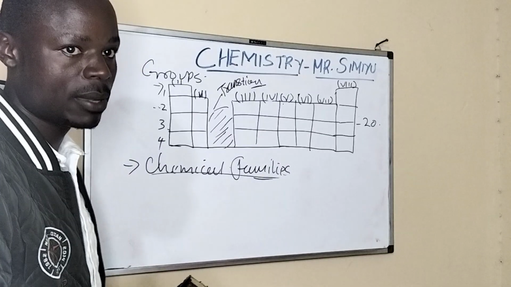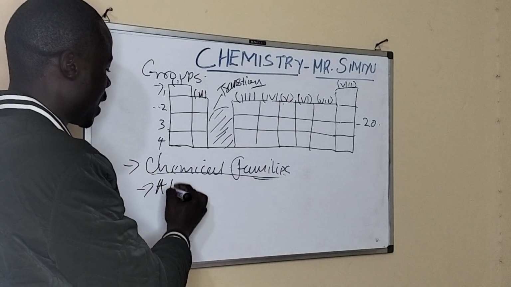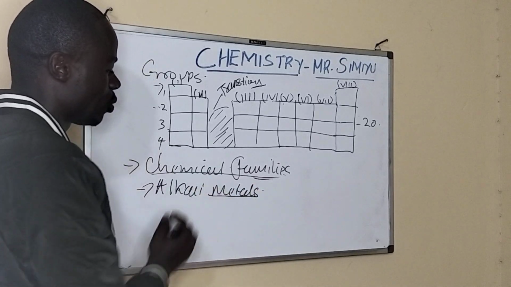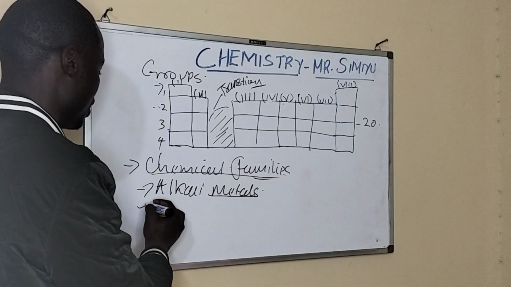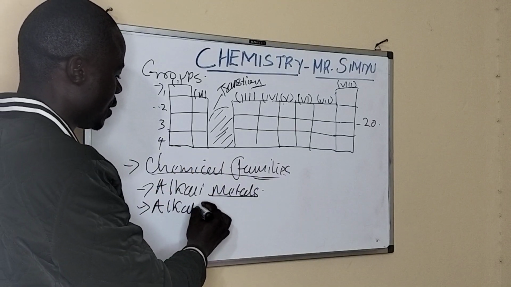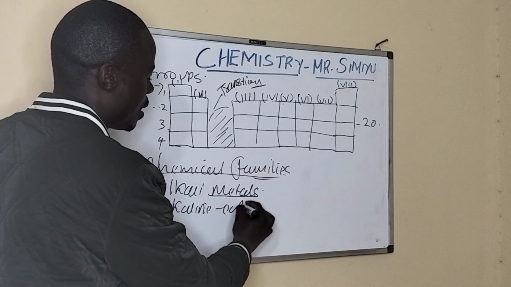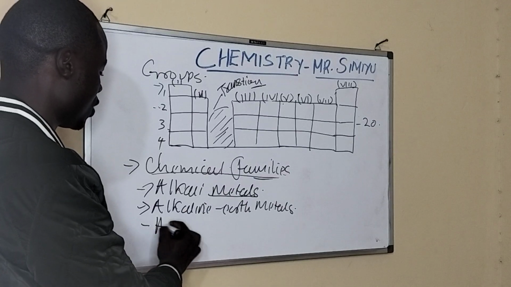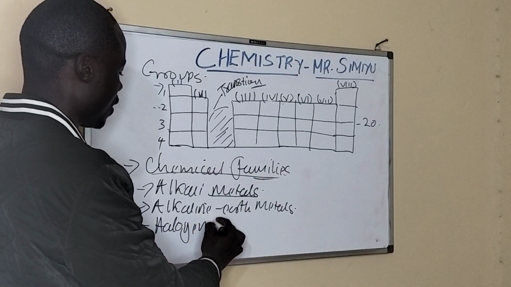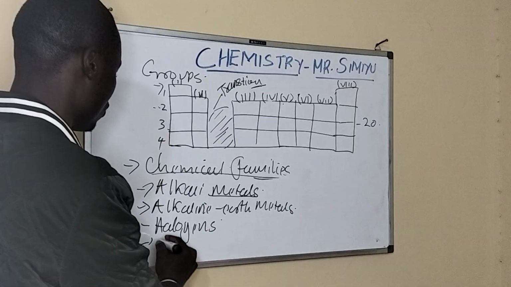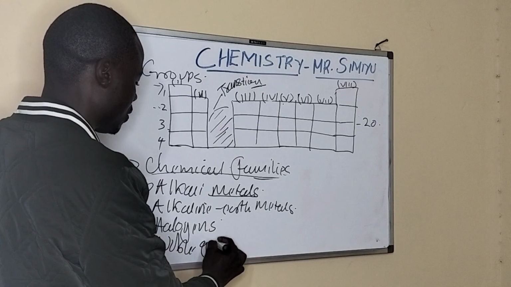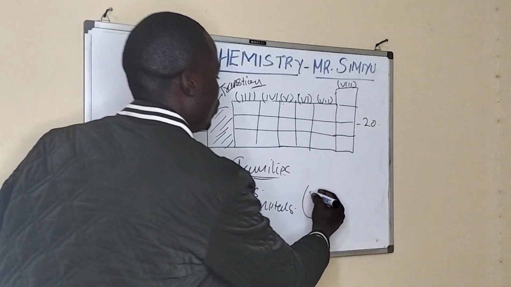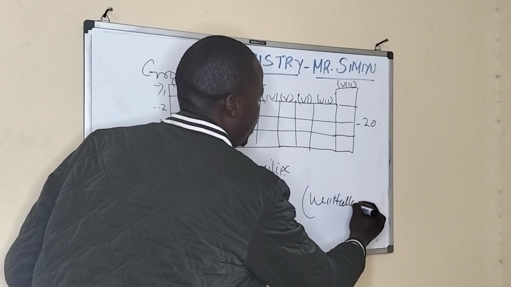Chemical family number 1, we have alkali metals. We have said that they are metals. We shall look at how those metals have been assigned. We also have alkaline earth metals. We have halogens. And then number 4, we have noble gases. But in our level, we also look at the metalloids. We shall also look at the metalloids.